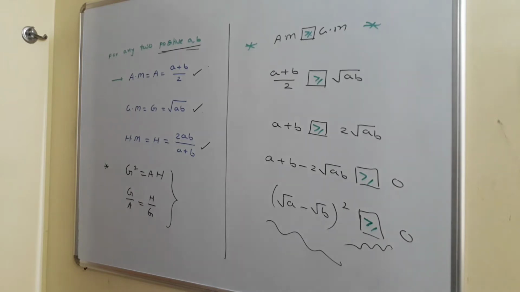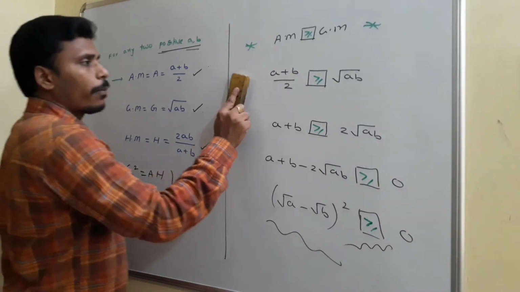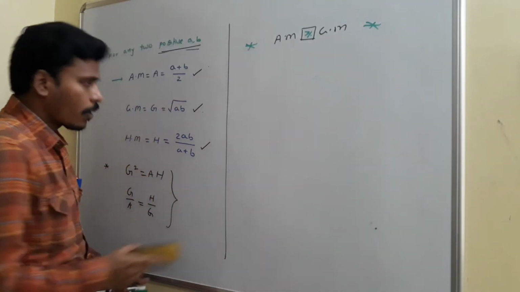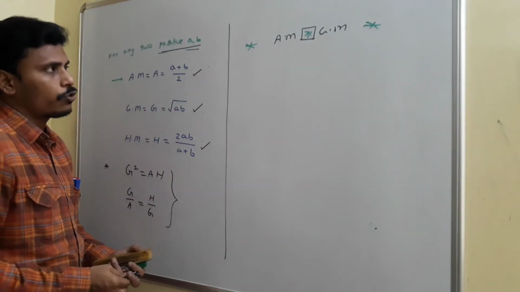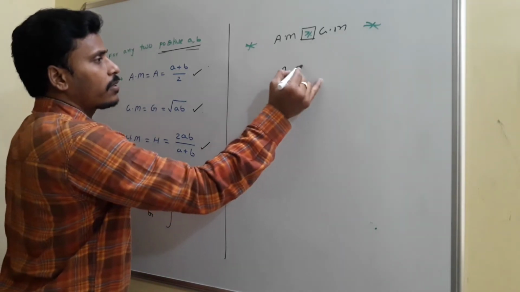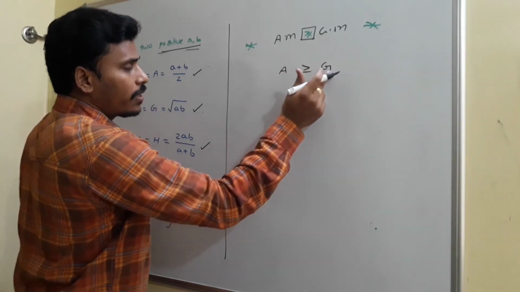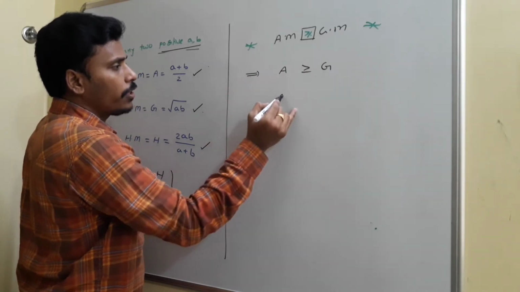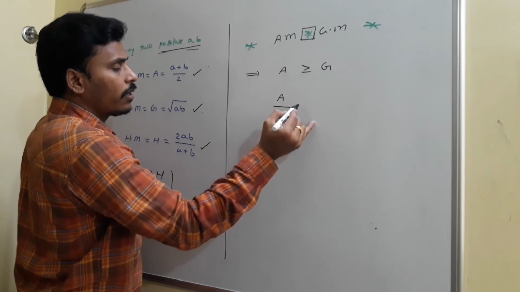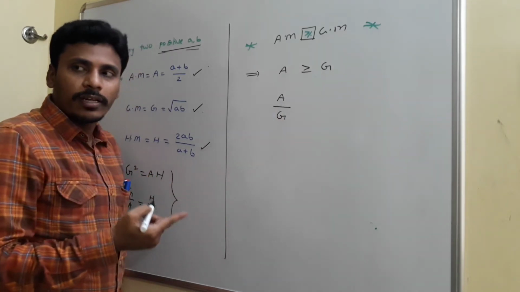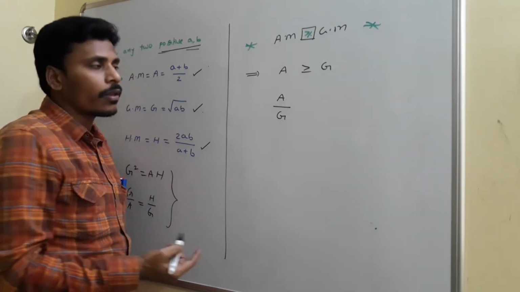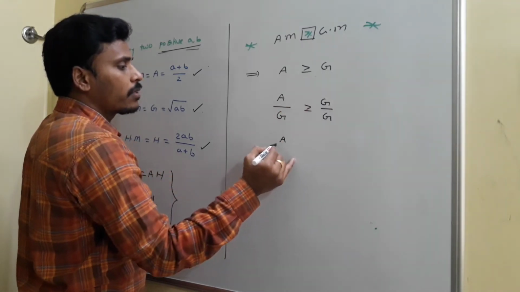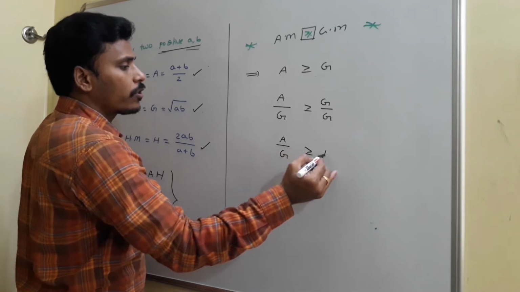Now it is time to establish the relation between the geometric mean and the harmonic mean. Look at this: what we have is A is greater than or equal to G. Now send this G to that side, that means divide both sides by the geometric mean G. The geometric mean is a certain value with respect to a, b, which we call G. So A by G is greater than or equal to G by G. That means A by G is greater than or equal to 1.